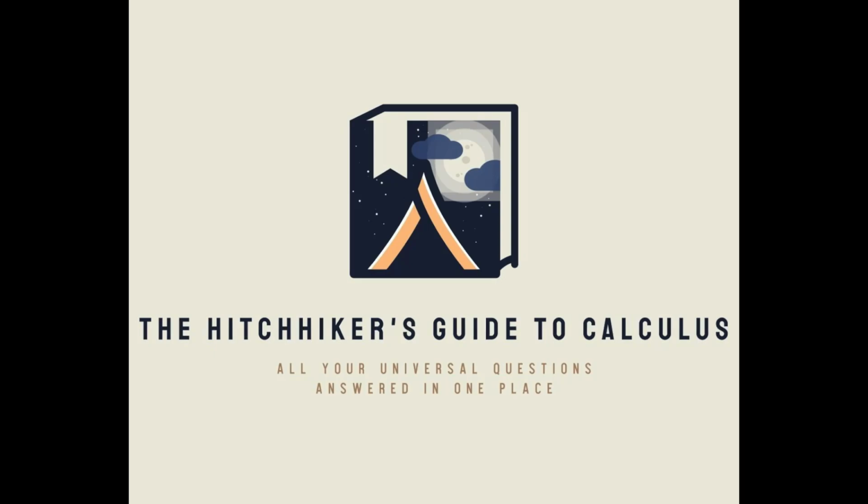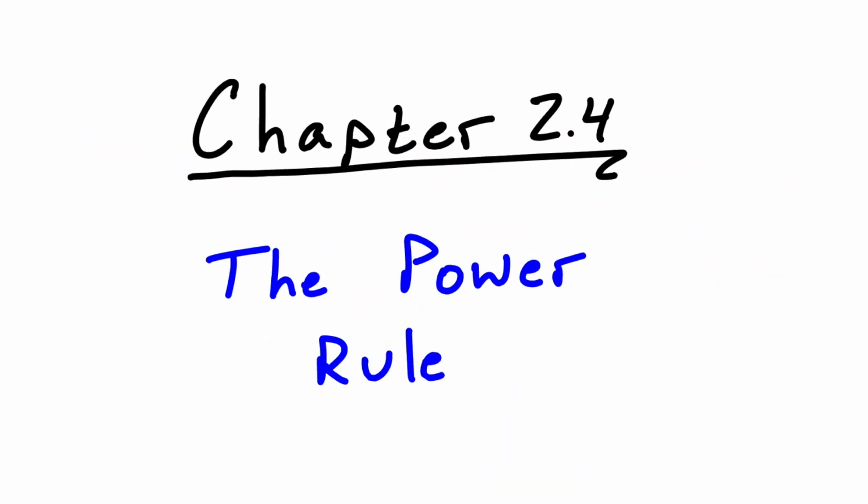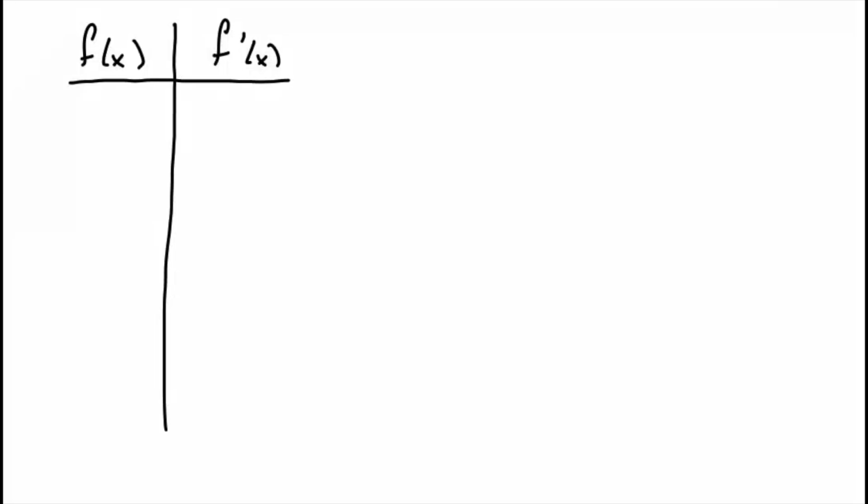My name's Kevin, and I'll be your guide to Chapter 2.4, the Power Rule. We'll start by making a table of common functions and their derivatives. Now, we're not going to use the definition of the derivative anymore. That's a thing of the past. We're going to work on these shortcuts.